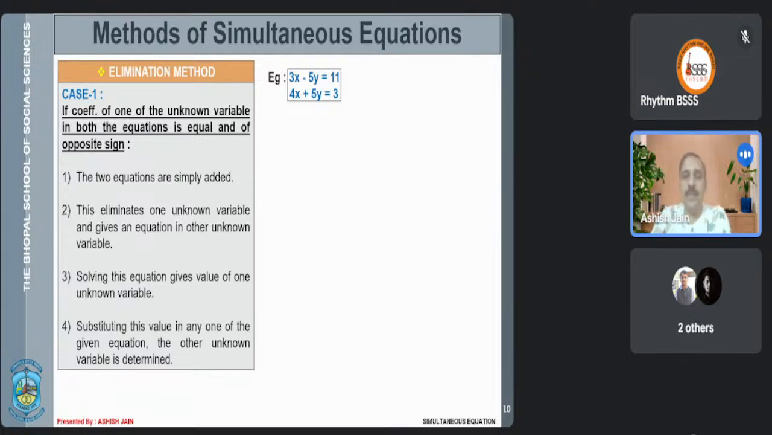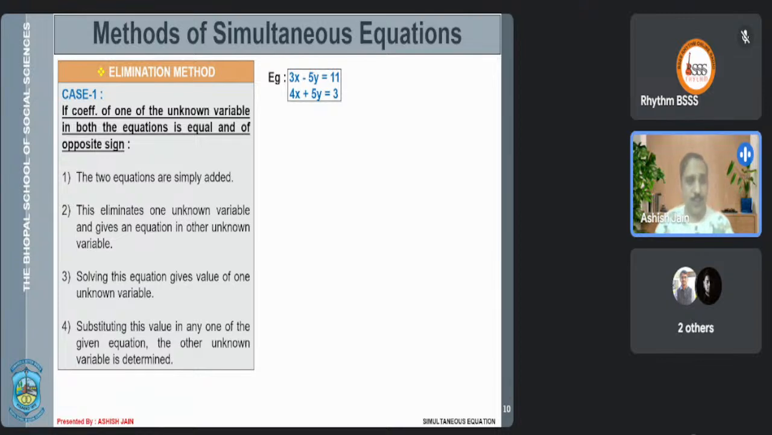If you see the equations given, we have 3x minus 5y is equal to 11. We have 4x plus 5y is equal to 3. If you compare the coefficient of y, we have the same coefficient which is 5, but one value is negative, the other value is positive, right? So this is called case number 1, in which the coefficients of one unknown variable in both the equations are of opposite sign but with the same value. In such a case, we simply add the two equations. When we add them, plus 5y and minus 5y cancel out, so that you eliminate one unknown variable and your whole equation reduces to one unknown variable, right?